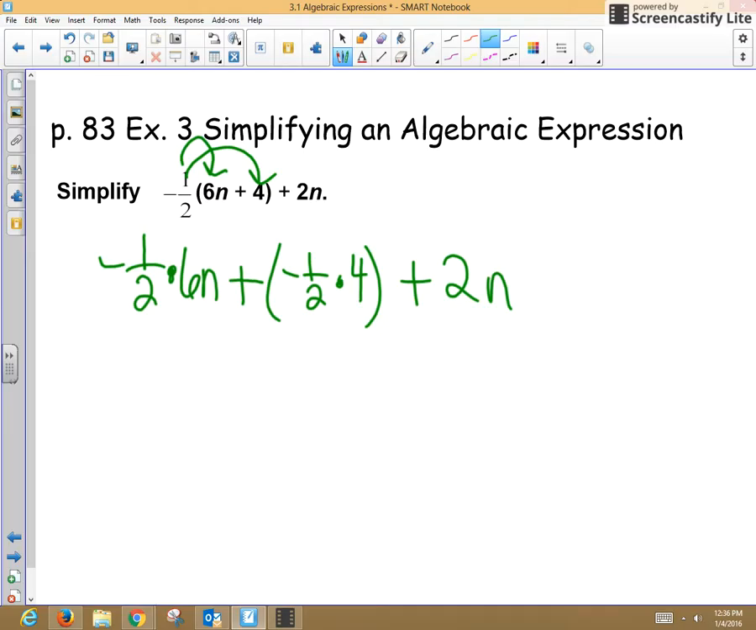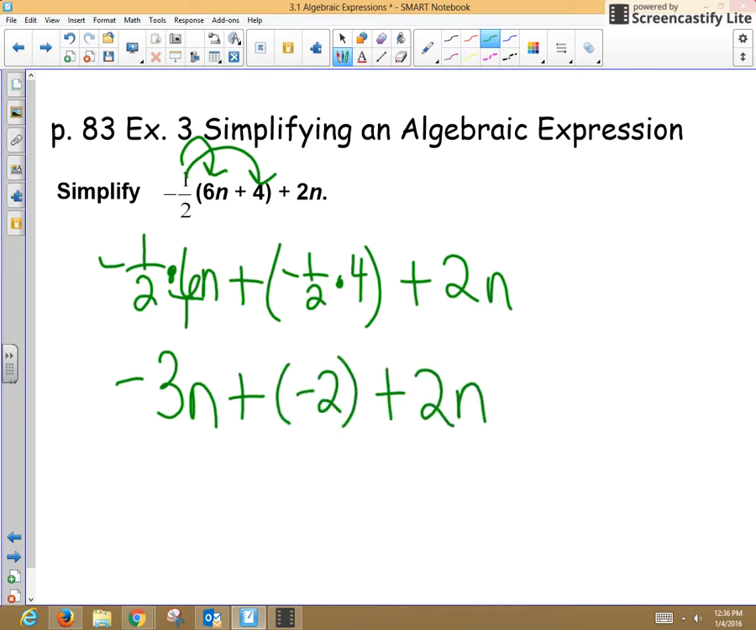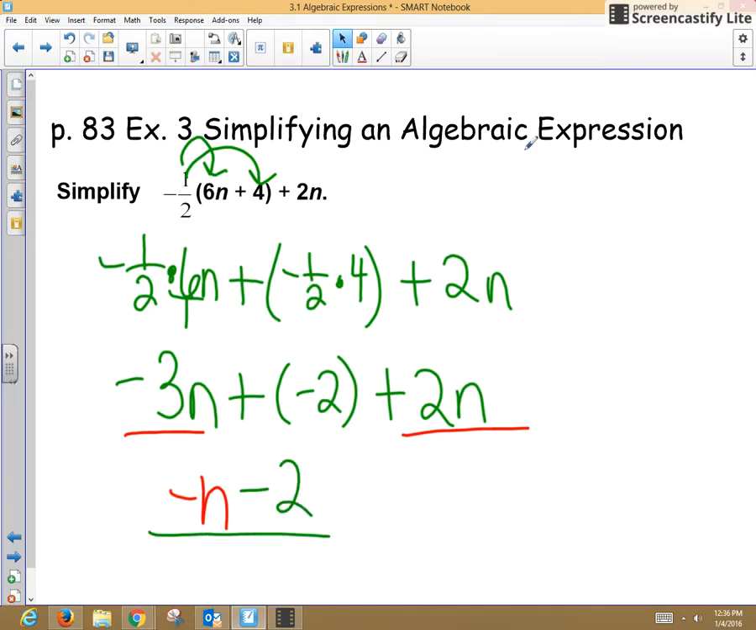Now I'm going to simplify. Negative 1/2 times 6/1 is negative 6/2, which reduces to negative 3n. Negative 1/2 times 4 is negative 2 plus 2n. Now I can simplify by combining like terms. Negative 3n plus 2n is negative 1n. We never need a 1 in front of a variable, so we're just going to show it as negative n, and then we bring down what's left, plus negative 2, which is simply negative 2 or minus 2. So negative n minus 2 is our simplified expression.